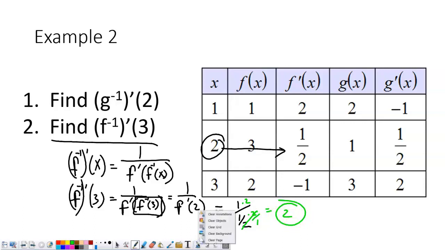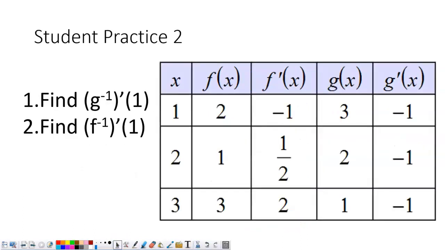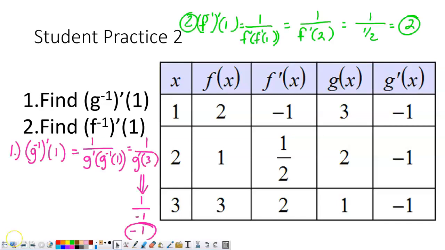Okay? So, how about you guys give it a try? Go ahead and pause the video and see if you guys can get these two derivatives. I'm a little disappointed in these answers. They come out to be the same answers we got on the last one, just by coincidence. Sometimes the software I use to make these problems is not very creative. But the answer to number 1, as you can see, is -1. And the answer to number 2 is 2.